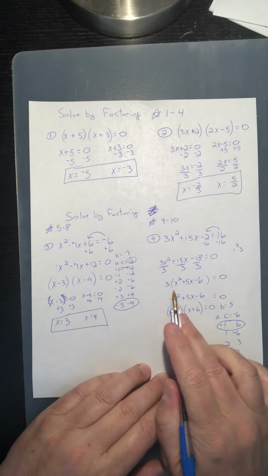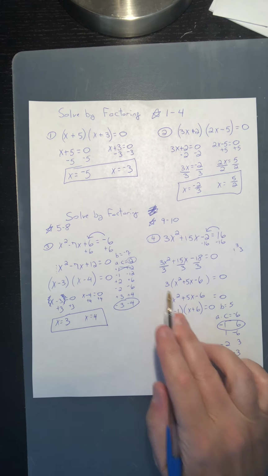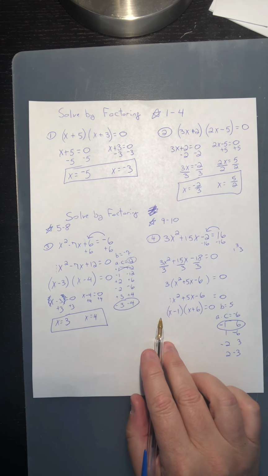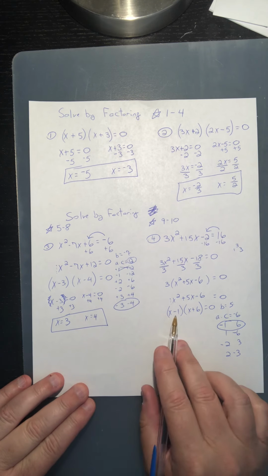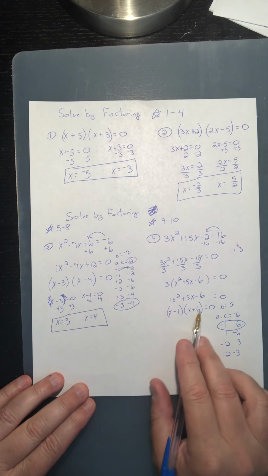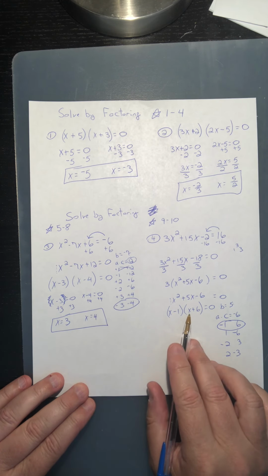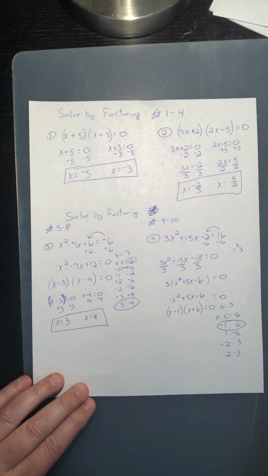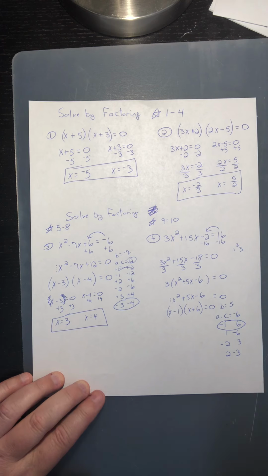And again, if we were factoring, the 3 would still be part of an answer. But if I put a 3 out in front here, it doesn't change what my solutions are going to be because I still need one of these, or if not both of these, to equal 0. x minus 1 has to equal 0, or x plus 6 has to equal 0. And that 3 out there is not going to change my solution, so I don't have to write it anymore.